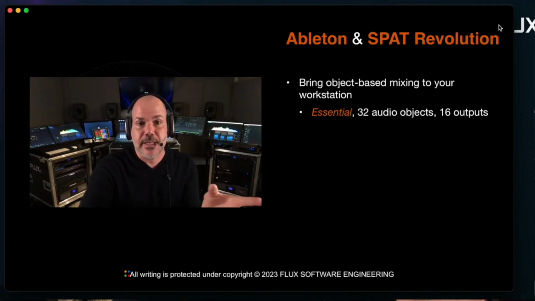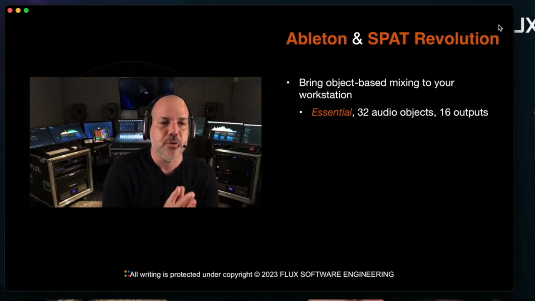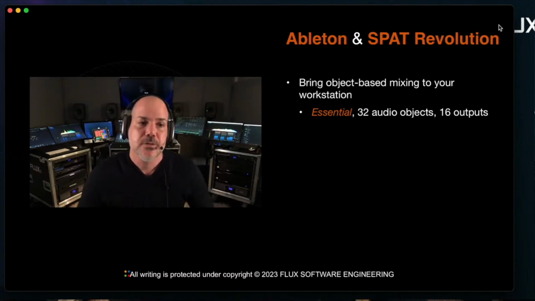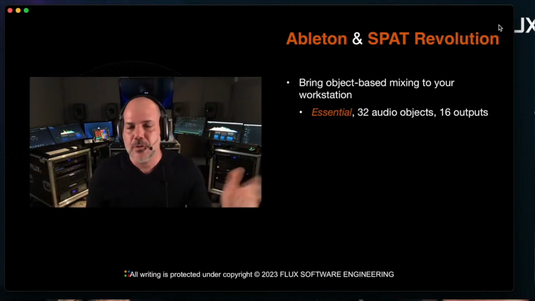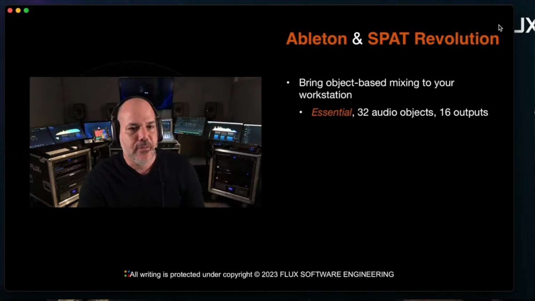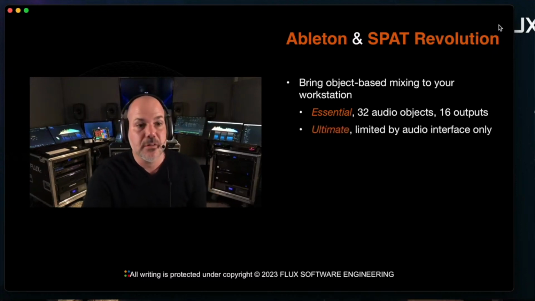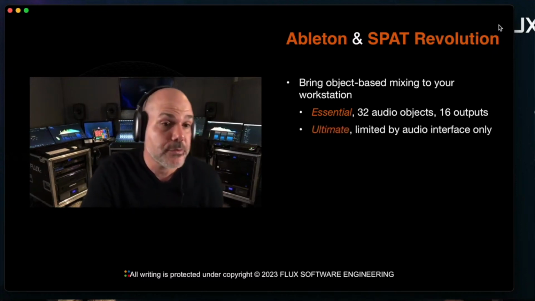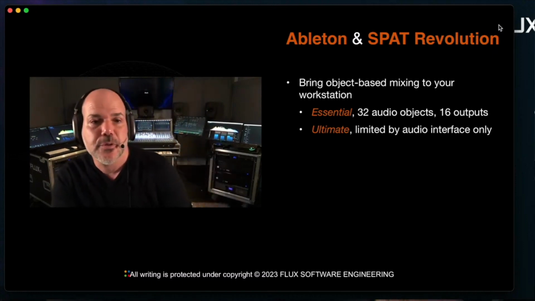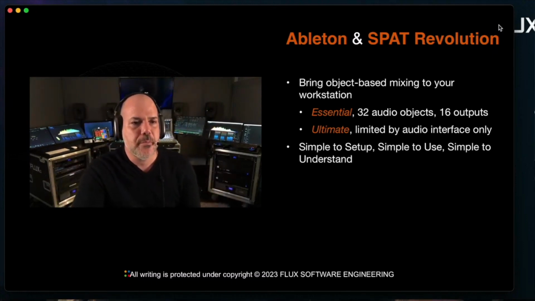Two SPAT Revolution versions to choose from in that equation. We have SPAT Essential, which is limited to 32 audio objects with 16 outputs, so good enough to do Atmos, binaural, and many things. But then we have our full Ultimate software, which is ultimately just limited by audio interfaces, right? So Ultimate or Essential, the two little brothers, we'll come back to this at the end.